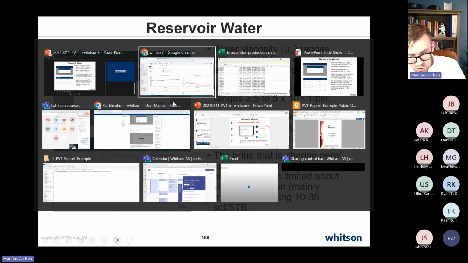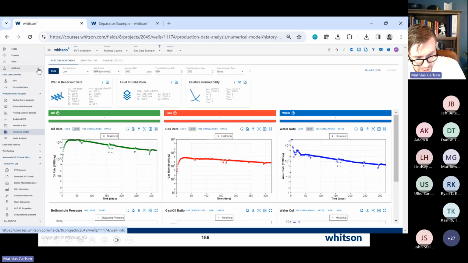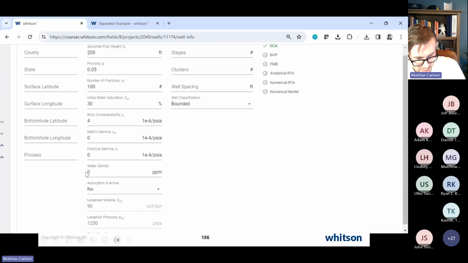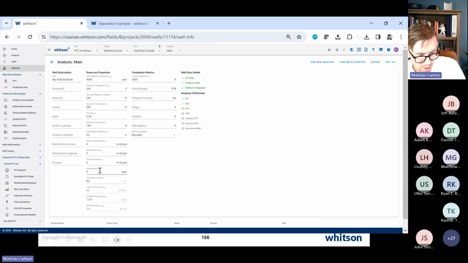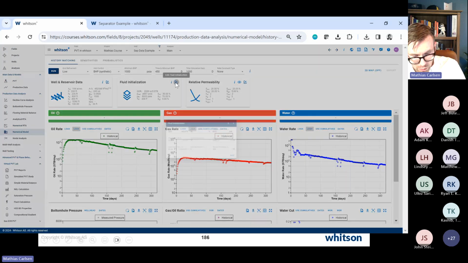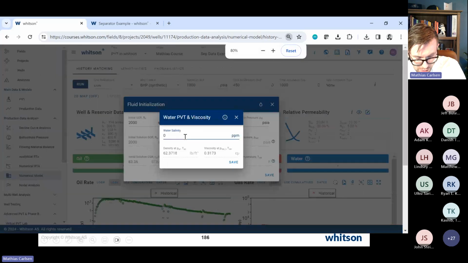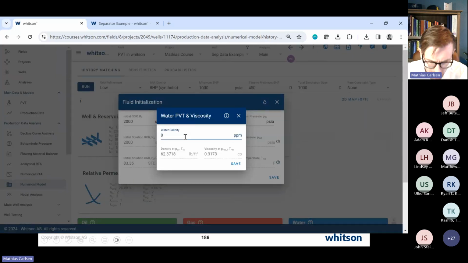But when it comes to the software, if you want to change any of the water properties, in the analysis tab you have salinity here, but also in numerical RTA, in the numerical model, and the fluid simulation, you can edit the water properties. And if I do that, this is fresh water, but salinity can go from 0 to maybe 300,000 parts per million. So you see that has a big impact.